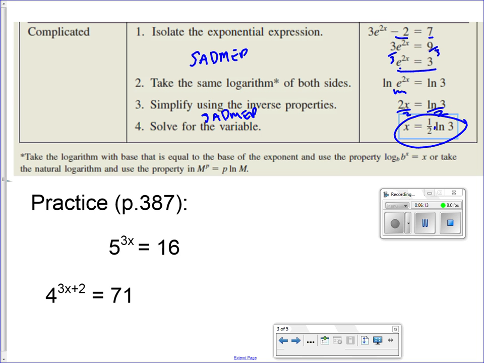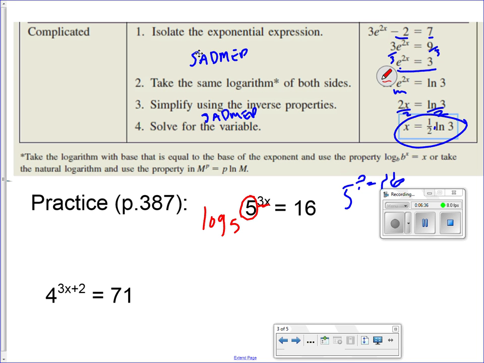So the first one we're going to look at is 5 to the 3x equals 16. So again, it's not a simple problem because there's no way I can write 16 as 5 to some power. It's not going to be a nice number. So instead, I'm going to take the logarithm on both sides. I want to get rid of the 5 because I want to have 3x by itself on the left. So I'm going to get rid of it using a logarithm of base 5. And what I do to one side, I will do to the other. So the right side becomes logarithm base 5 of 16.